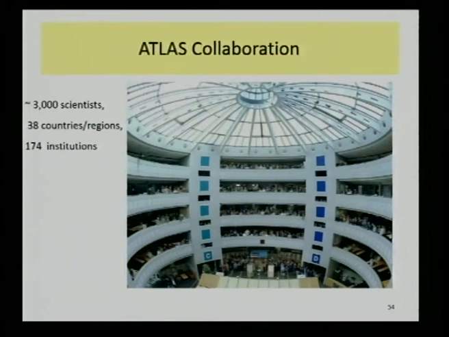So the people involved: there are about 3,000 scientists from all over the world, 38 countries or regions, 174 institutions. These numbers were changed about a year and a half ago. In June 2014, we added 3 to the number of institutions. You add the 3 institutions from Hong Kong: Chinese University, HKU, and HKUST. Now Hong Kong is a member of the ATLAS collaboration.